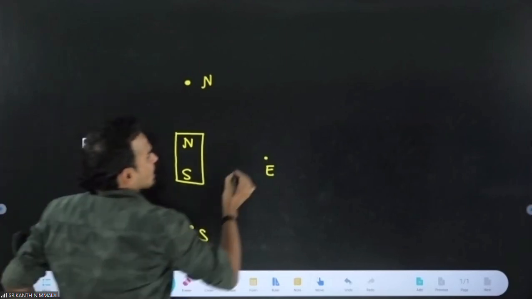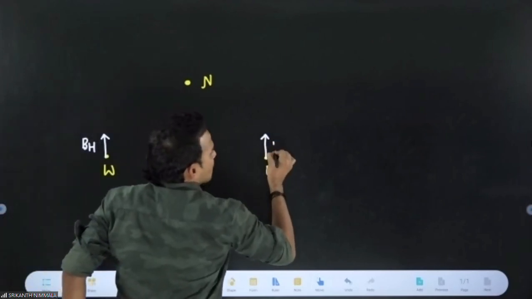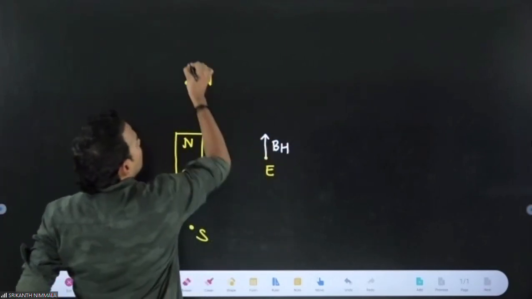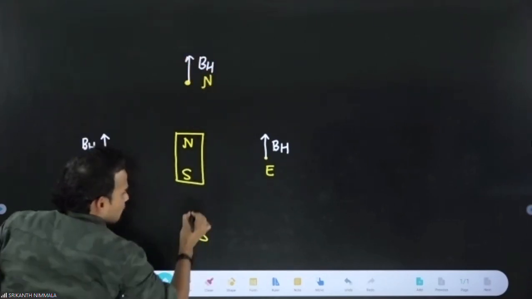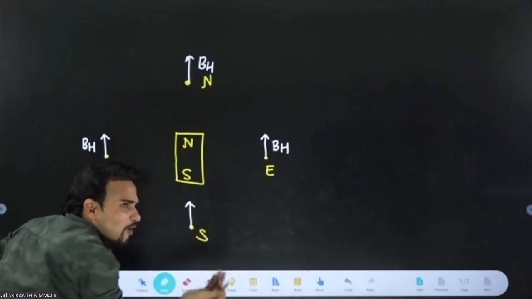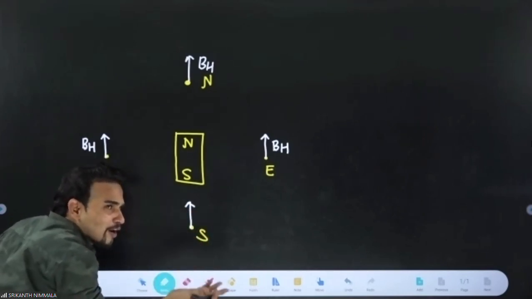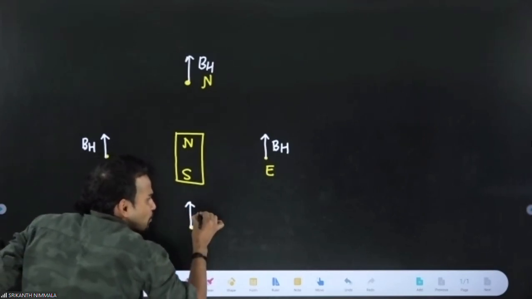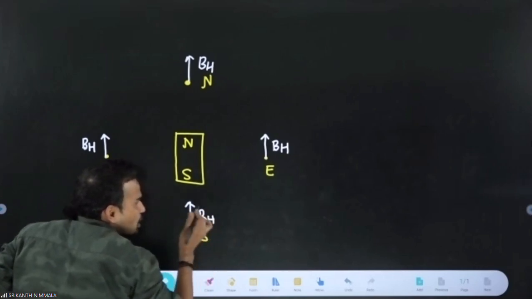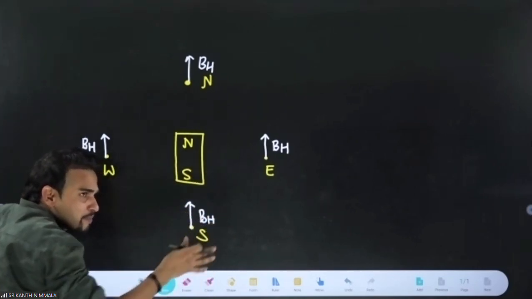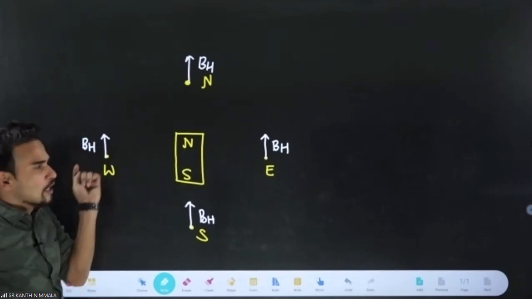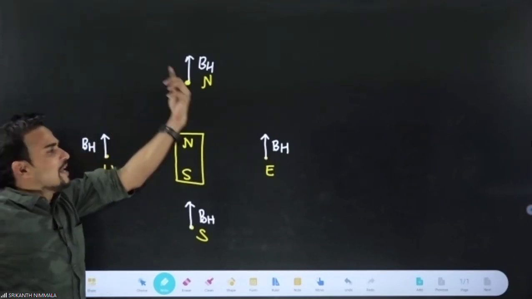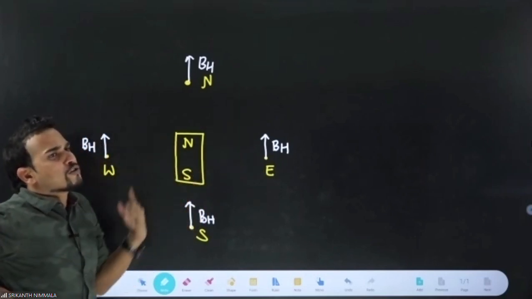So here also BH will be there, here also, here also, here also. Everywhere, whether the Earth magnet is there or not doesn't matter. Earth will always produce a magnetic field at every location, whether you are talking east, west, north, south doesn't matter. And the direction of that Earth's magnetic field will always be towards north. So here also BH, here also BH, here also BH.